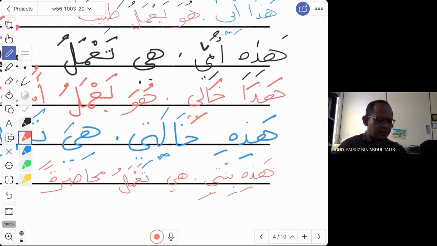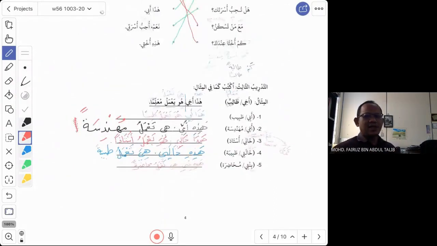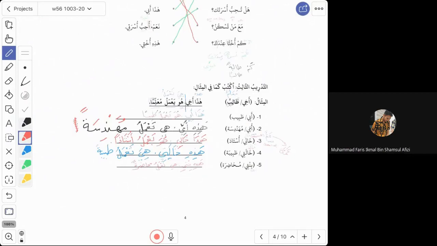So this is the exercise for haza and hazihi, for huwa and hiya, and ta'malu ya'malu, and also the ending for the word muhadiratan, ustazan, ustazatan, and so on. Okay, so done with this exercise. Any questions? Yes.